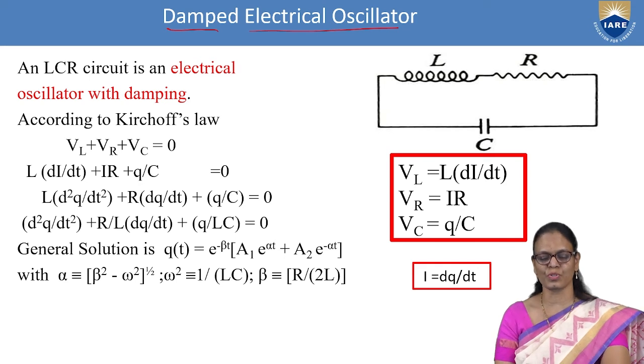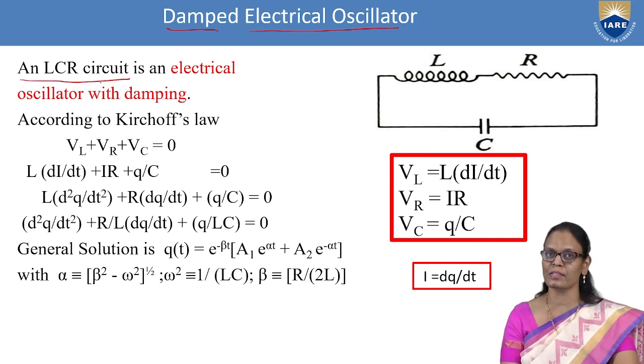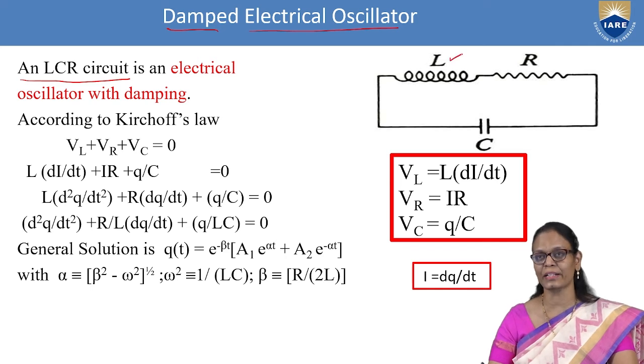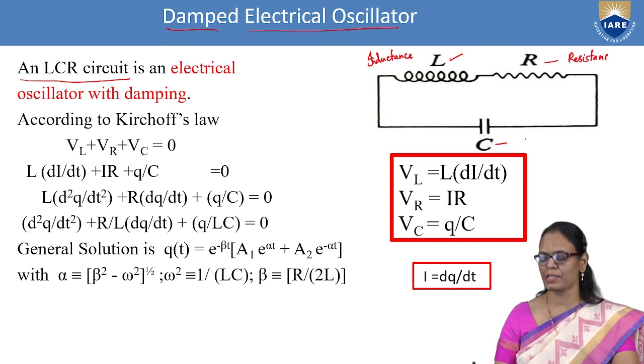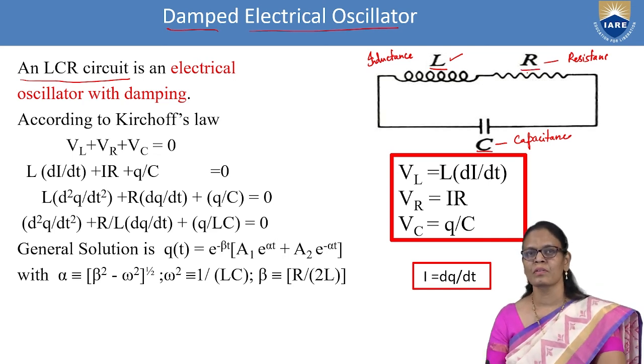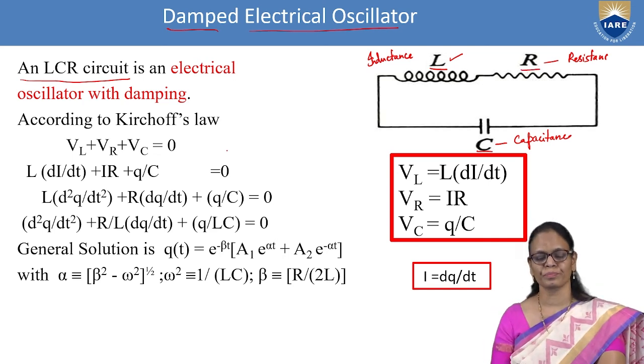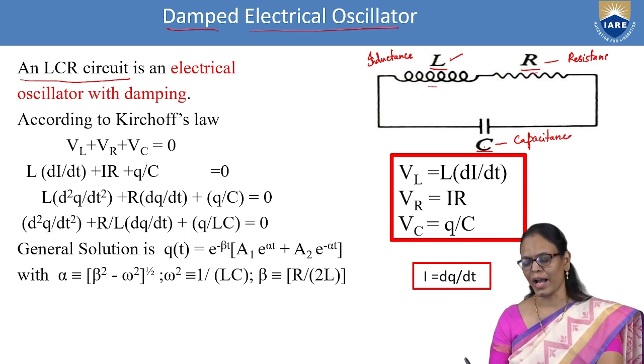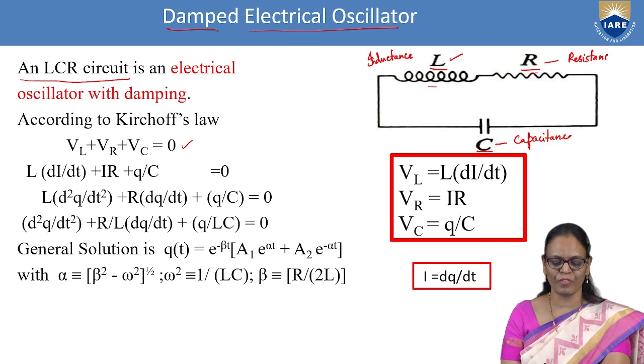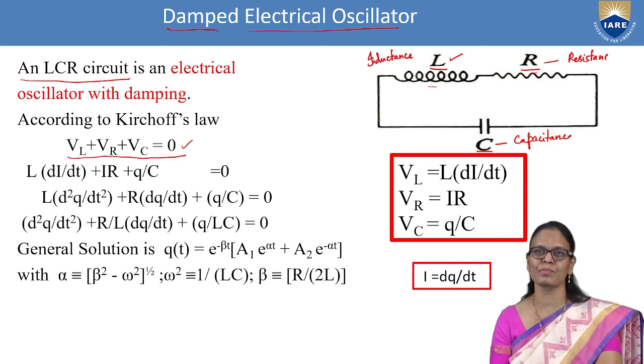The system we are considering here is an LCR circuit, an electrical circuit which consists of an inductance L, a resistance R, and a capacitance C. So that is what we call an LCR circuit. According to Kirchhoff's law, the total voltage due to the inductance VL, resistance VR and capacitance VC should be equal to 0. VL plus VR plus VC is equal to 0.